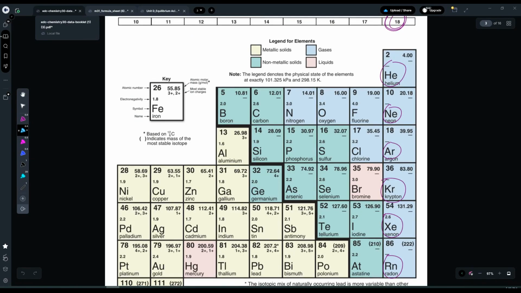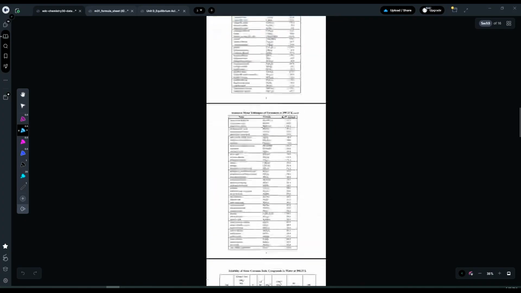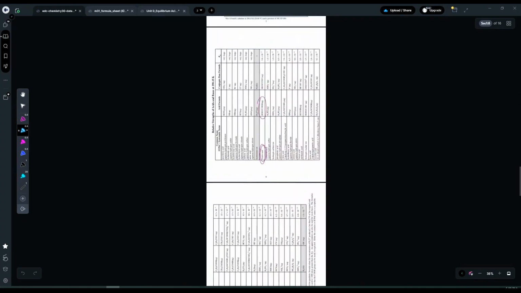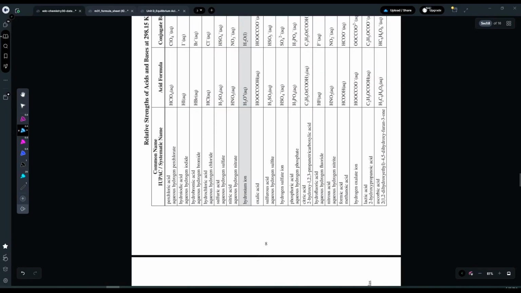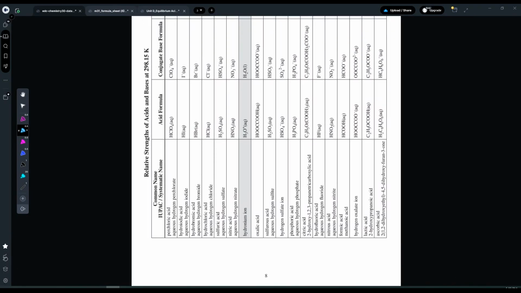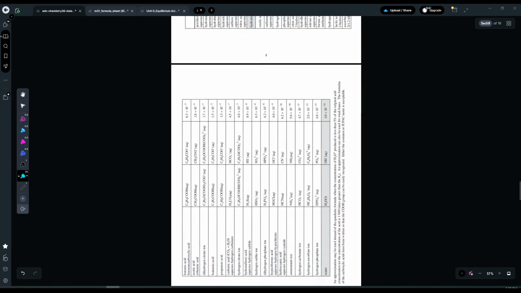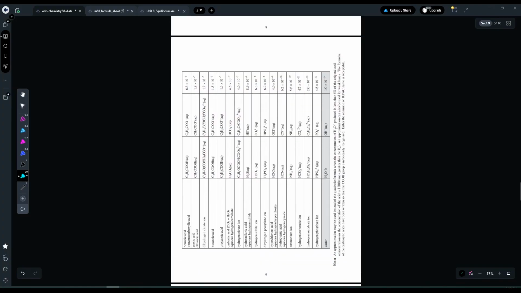with this one, how you can find out the name of that is you can go to your data booklet to page 8 or 9, and you can find the hydrogen sulfate ion. So here, I find it right here. Oh, sorry, that's hydrogen sulfate. We're looking for hydrogen sulfite. So that's going to be right here on page 9, kind of halfway down.